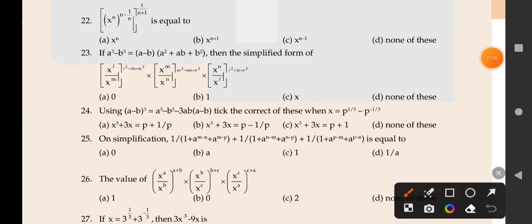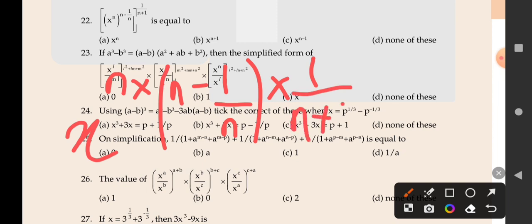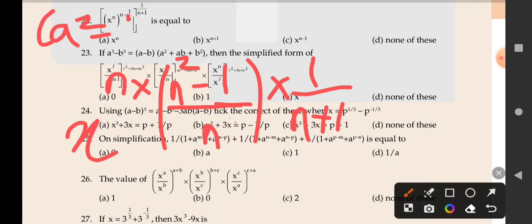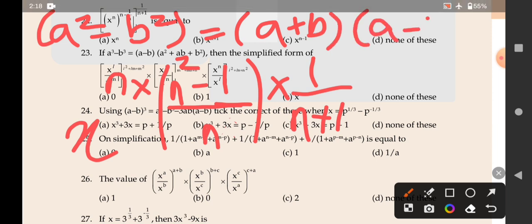Question number 22. Simplify the equation. x raised to n into brackets n minus 1 by n into 1 divided by n plus 1. So simplify. What do we have? n into n square minus 1 whole divided by n, whole divided by n into 1 divided by n plus 1. So a square minus b square is equal to a plus b into a minus b.